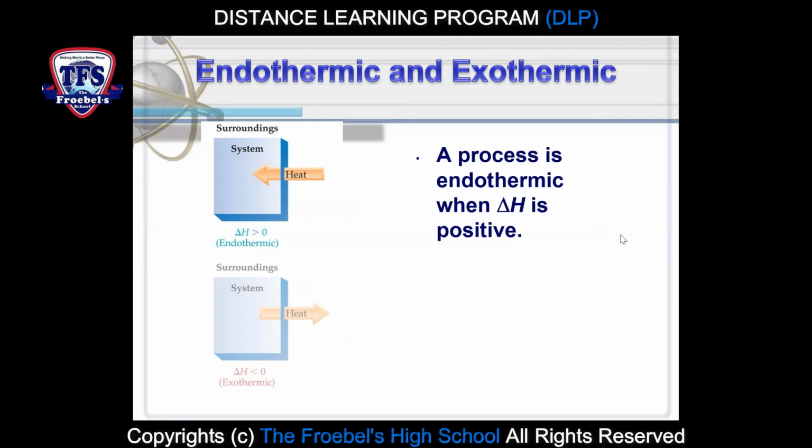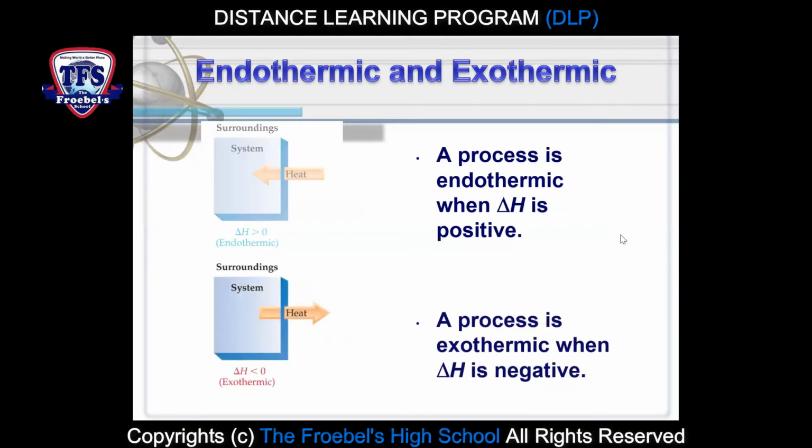Okay, but for an exothermic reaction, the delta H is always negative because heat is given out to the surroundings from the system. The system loses energy. That's why the sign of delta H for an exothermic reaction is always negative.